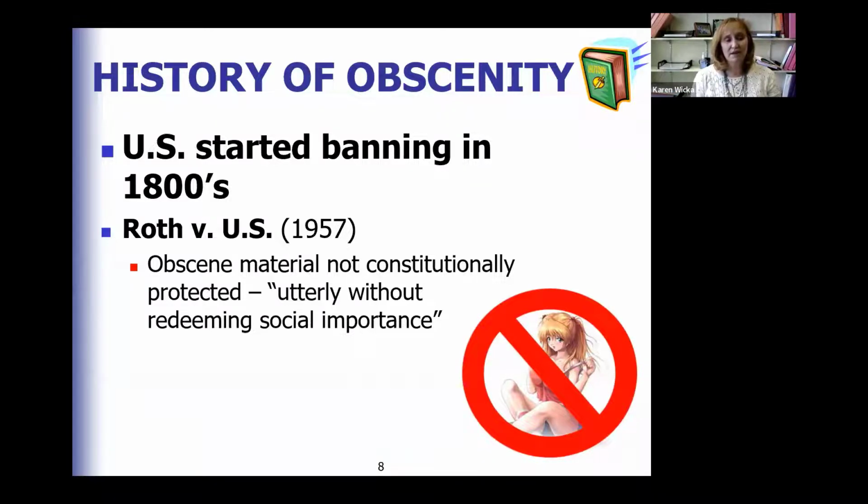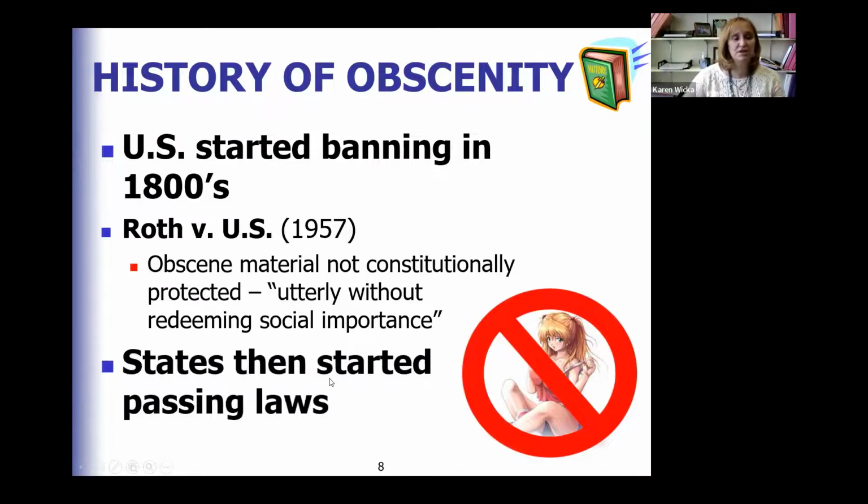So then we had to define obscene. What does obscene mean? Well, basically, obscene material has been defined as utterly without redeeming social importance. So something that has no social importance. Well, that's still very, very vague. But based on that definition, you started to have more and more states starting to pass laws.